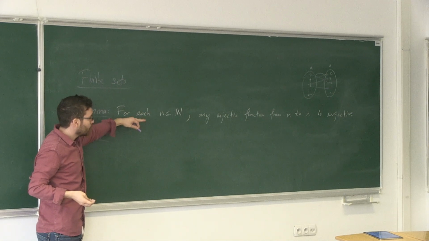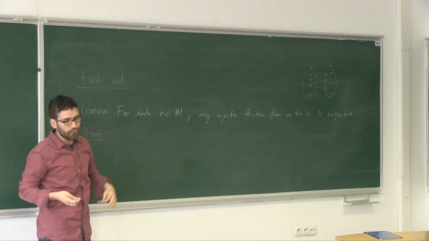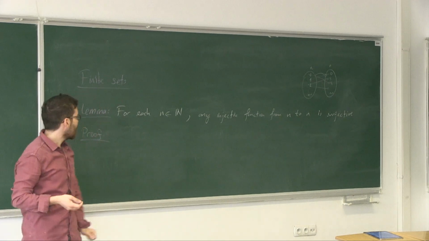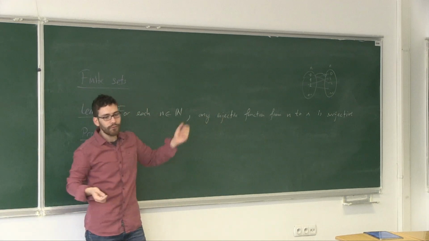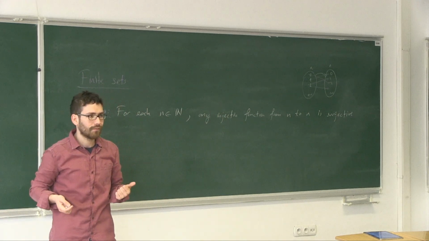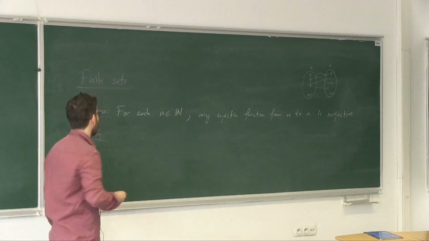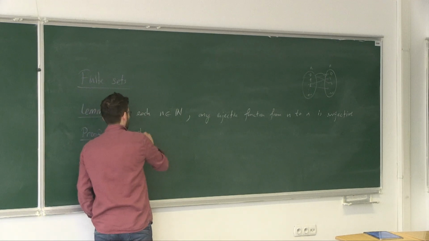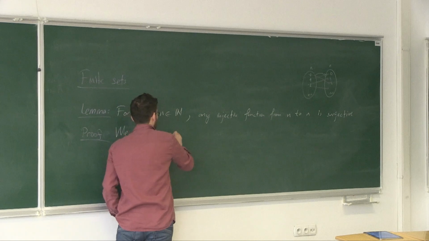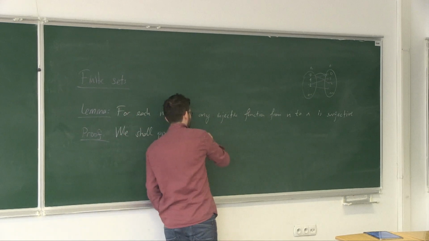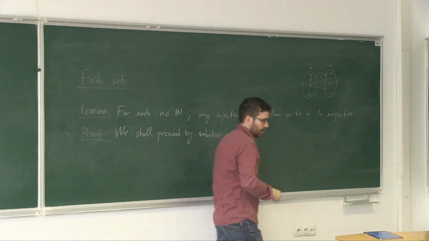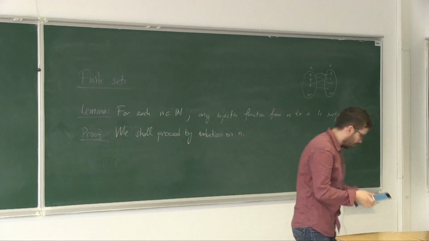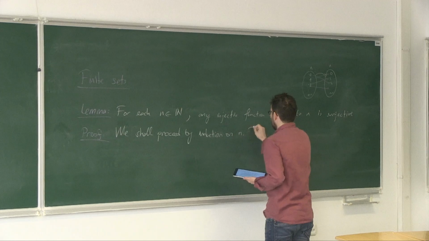Yes, this is obviously true, but this requires some proof. How are we going to prove this? This is a statement which starts with, for every natural number, something happens. How do you prove something about natural numbers? You use induction. We're going to do induction on n, okay?